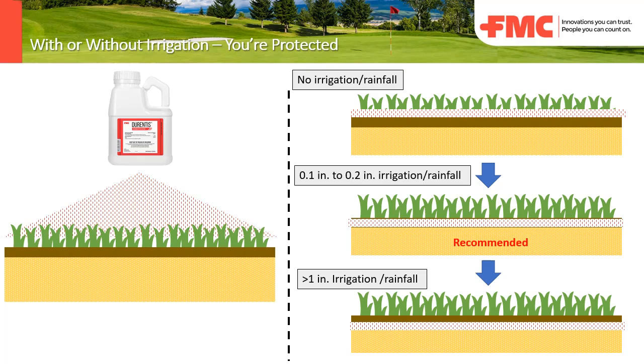For best results, applying early in the season is recommended depending on your turf zone region. 0.1 to 0.2 inches of irrigation or rainfall is recommended. Minimal irrigation is required to move Durentis off the leaf surface and into the root zone. Irrigation is required to achieve control of surface and subsurface feeders. If greater than 1 inch of irrigation occurs, Durentis will not leach through the soil, remaining around the root zone providing protection, given the low water solubility of Durentis.